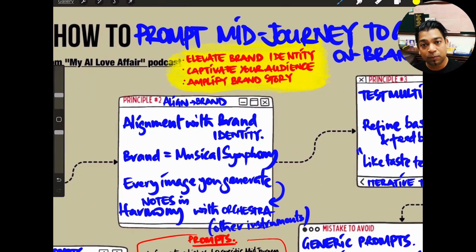The second one is about aligning it with your brand. So align it with your brand identity. And if you don't have an identity, then it becomes hard to align it with your brand.